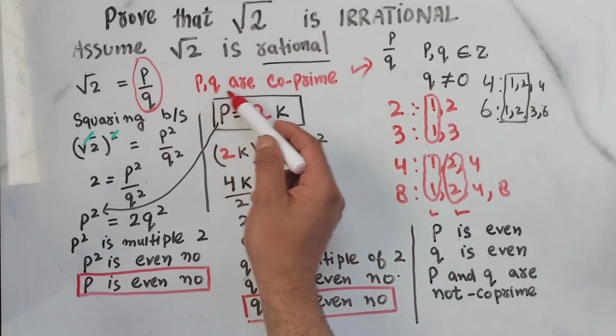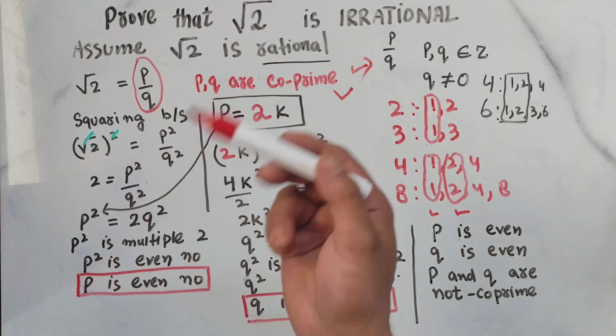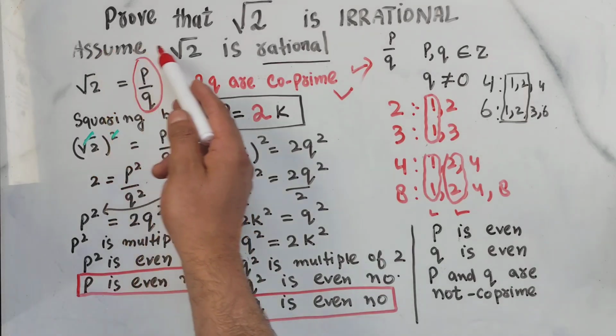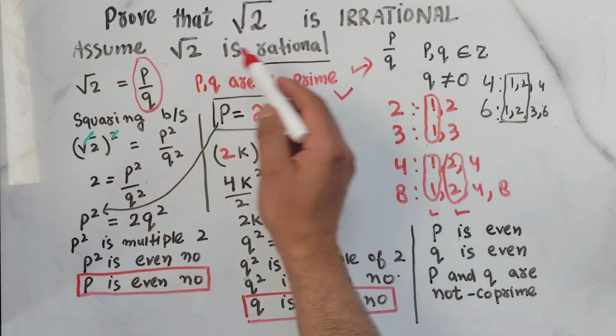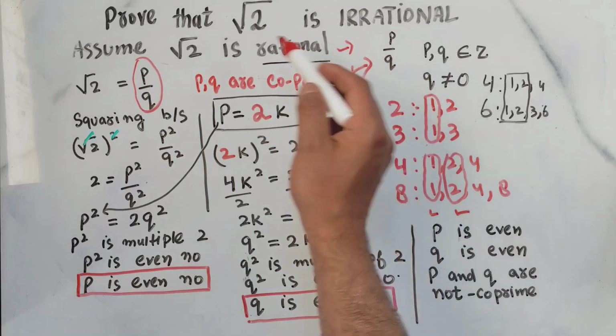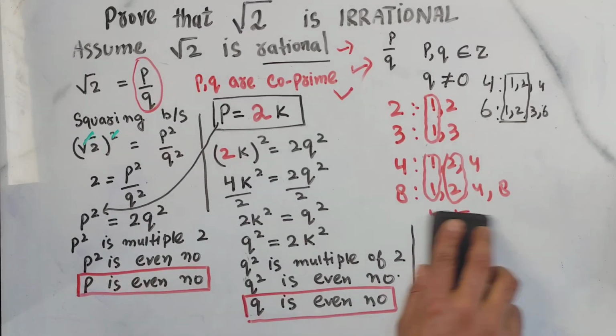That means this assumption is violated. That means our initial assumption that under root 2 is rational is incorrect. If it is incorrect, if under root 2 is not a rational number, that means under root 2 is an irrational number. Okay, so let me repeat it here again, or explain it here.